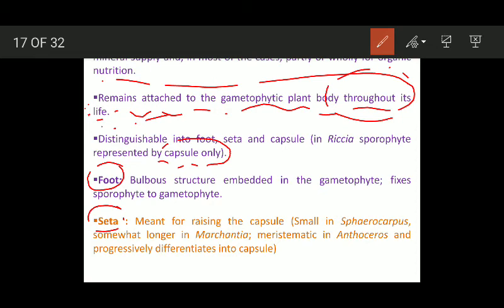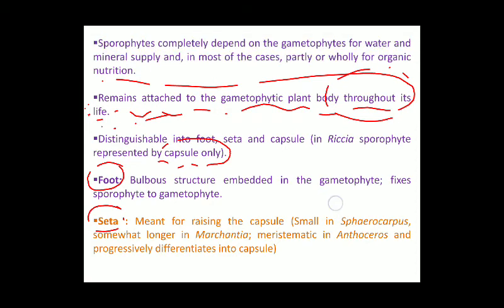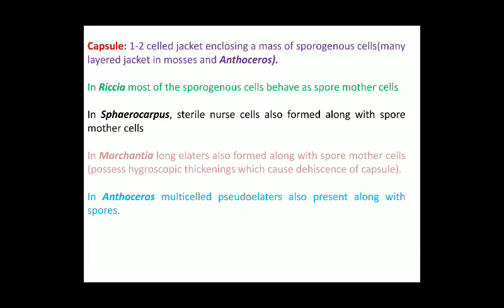And the seta, in case of Anthoceros, is meristematic and it progressively differentiates into capsule. These are some important details about seta. Seta is the structure which is meant for raising the capsule. The size of seta is small in Sphaerocarpus. It is somewhat longer in Marchantia, and most importantly, in case of Anthoceros, the seta is meristematic, and the cells continuously divide, and the seta progressively differentiates to form the capsule. Now, what is capsule? Capsule contains a 1 to 2 cell jacket enclosing a mass of sporogenous cells.